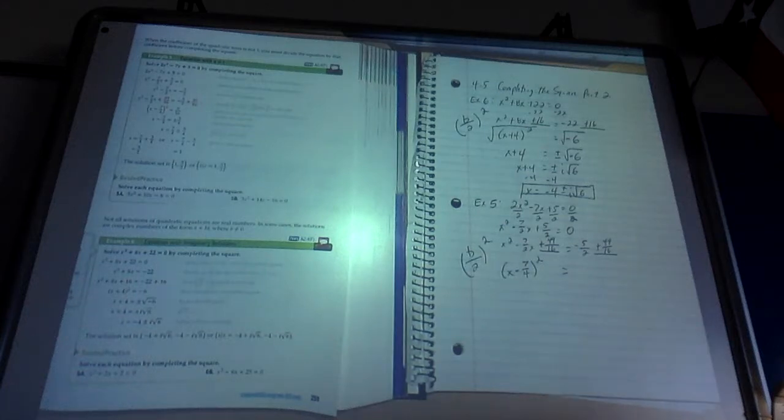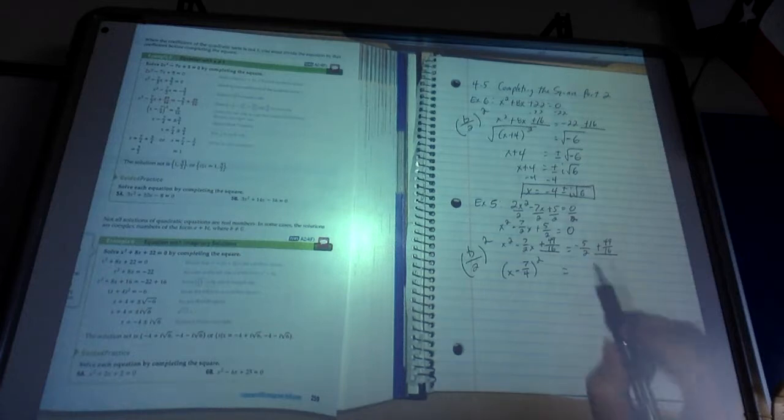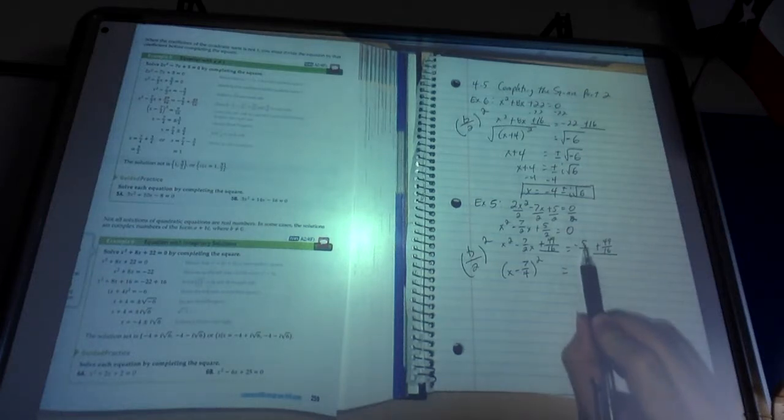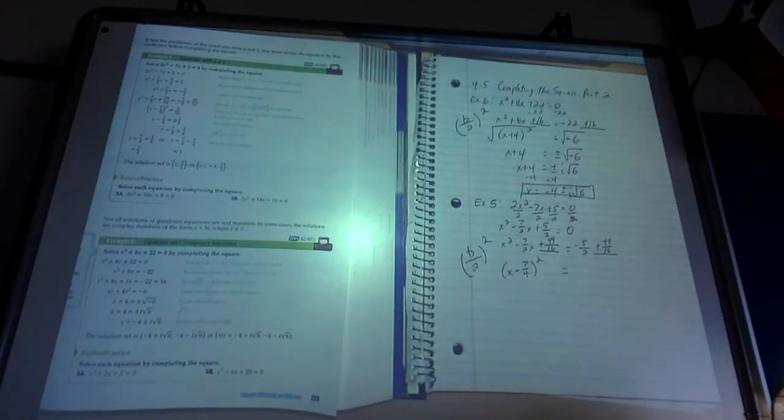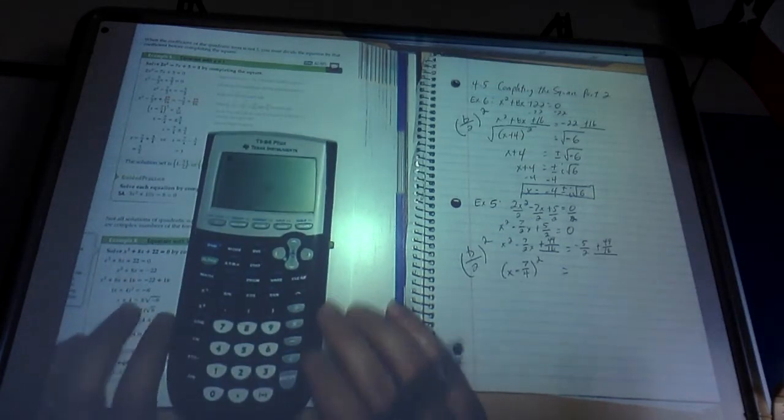Now we got some math to do over here. I got negative 5 halves plus 49 over 16. So you got some ways that you can do this. You can do it by hand. You can go get a common denominator. You can turn this into 16. You can multiply that by 8, right? That's not hard. Let's let the calculator work for us. That's its job, right? That's what we got these sweet TI calculators for.